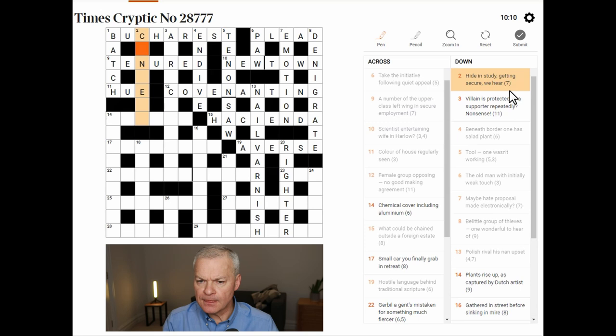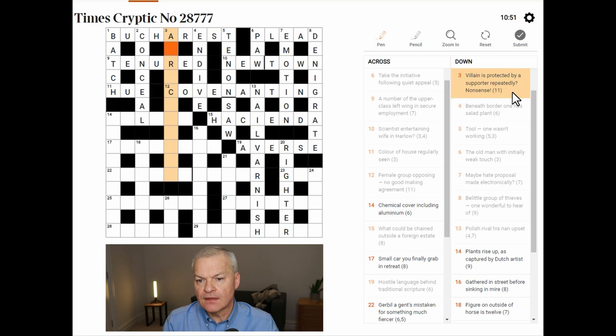Hide. In study, getting secure, we hear, surely begins con, which is study, and then we hear is a homophone indicator. So, to secure, and the whole thing means hide, conceal. So, to conceal is to hide in study, con. Getting secure, we hear. Well, secure is seal, S-E-A-L, and that sounds like C-E-A-L.